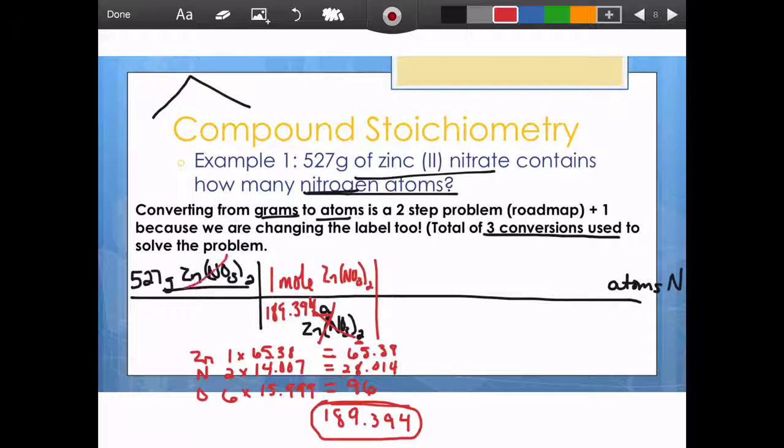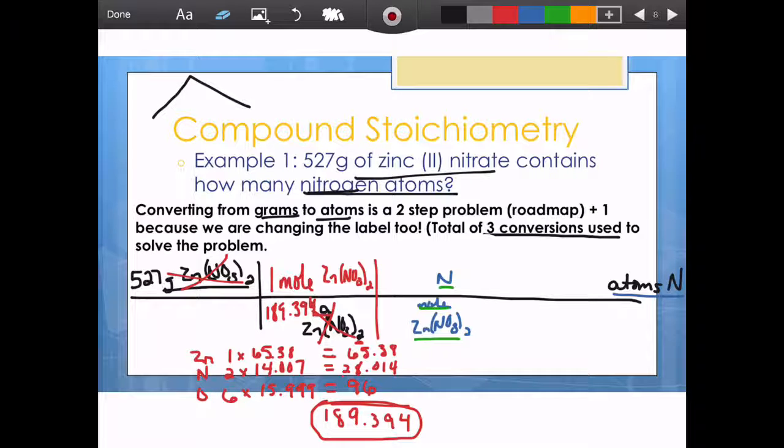Our grams cancel out, and we're left with moles of zinc nitrate, which is closer, but definitely not what we want. So then we need to cancel out moles of zinc nitrate. So I'm going to put moles of Zn(NO3)2 down here. And then if I don't know what I want to go to, I'm going to tell you guys, put your goal unit on the top. So if I put atoms of nitrogen, then you can look at this and ask yourself a couple of questions. How many things are changing between these two units? My unit is changing from moles to atoms, and my label is changing from zinc nitrate to nitrogen. I'm not allowed to change two things at a time. I'm only allowed to change one thing.